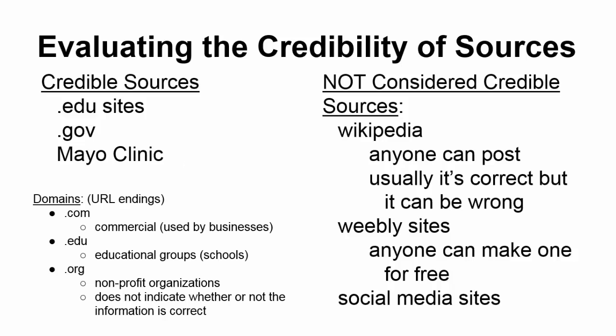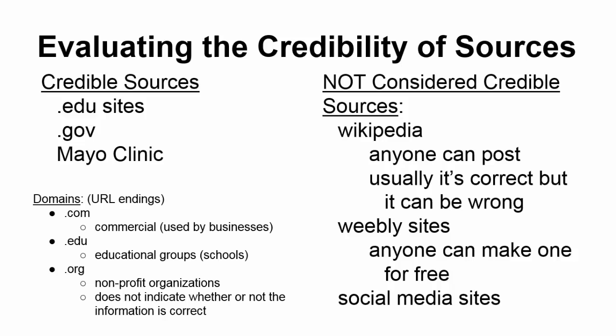Now, in knowing what sources are and aren't credible, it's important to understand what the different domains mean. So domains are going to be those endings at the end of the web address, at the end of the URL. So .com is going to be for commercial purposes. So those are things used by businesses. So like geico.com, that's used by a car insurance business. .edu is going to be things like schools and universities. Now, .org, we're oftentimes taught that you can trust them as being true.